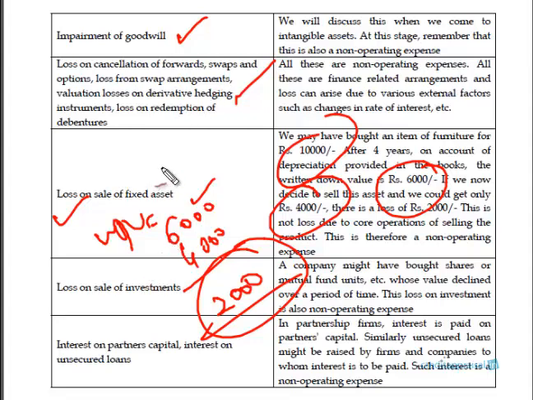Again, this has got nothing to do with the operations of the company. This is not an expense related to production or sale, or the general selling expenses. This is a non-operating expense. Again, loss on sale of investments. For example, the company has bought some shares and at the time when it has decided to sell, after a period of time, it has actually incurred a loss. So that is also a non-operating expense. Interest on partners' capital, interest on unsecured loans. This we already discussed. This is a non-operating expense.